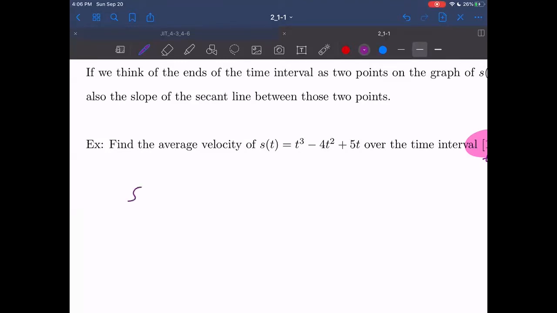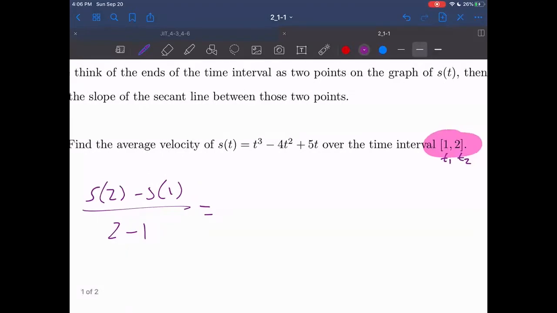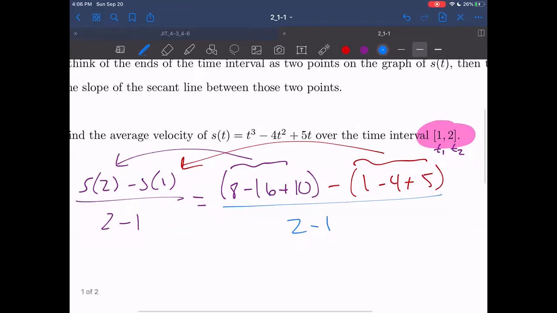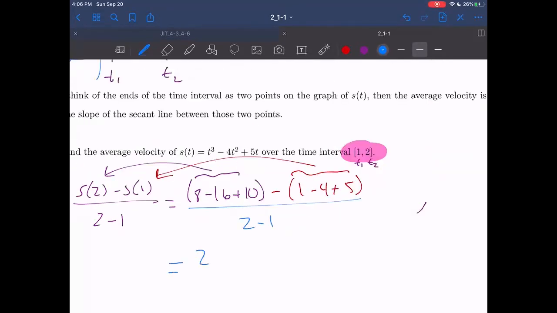We're going to do it by finding s of 2 minus s of 1 over 2 minus 1. Plugging into our function, we get 8 minus 16 plus 10. All of that is the s of 2. Then that minus 1 minus 4 plus 5, all of that is s of 1. And all that divided by 2 minus 1. That comes out to be 2 minus 2 over 1, which is just 0.